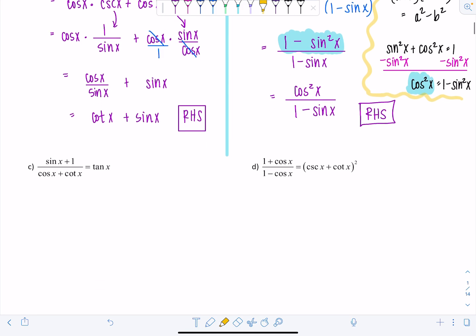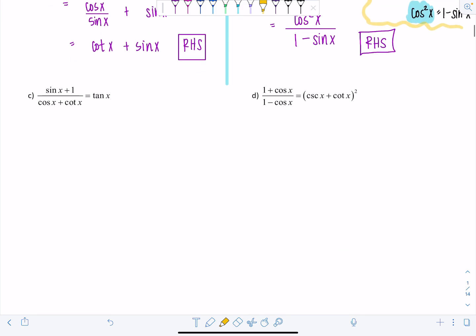Good, let's move on. Example C. Let's pick a side. I say let's start with the left-hand side. It looks like a hot mess. So left-hand side, let's rewrite it, and then you can start strategizing as you're rewriting it. We've got sine x plus 1 over cosine x plus cotangent x. And that's all supposed to equal tangent x. Interesting. Well, when in doubt, just start rewriting everything in terms of sines and cosines.